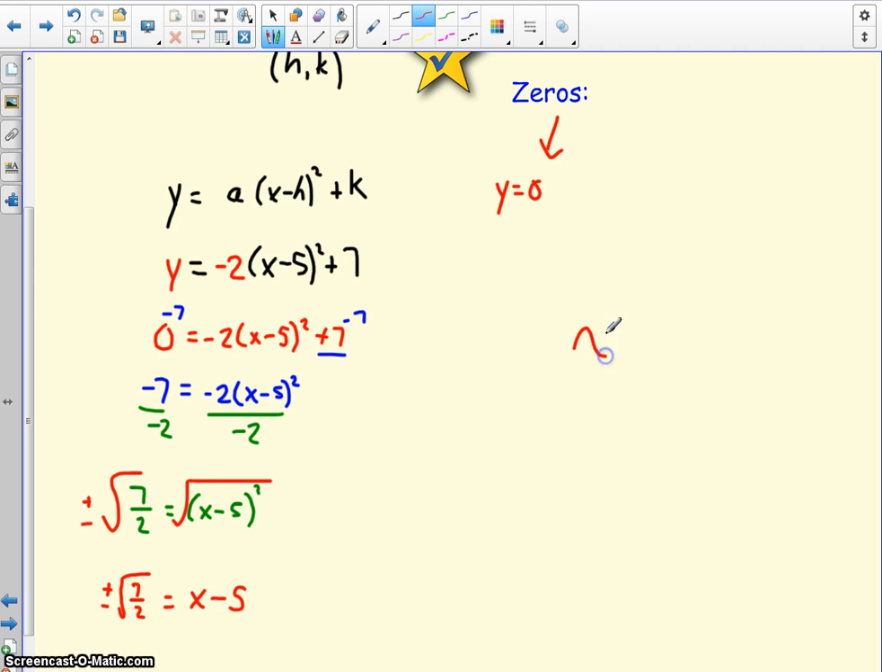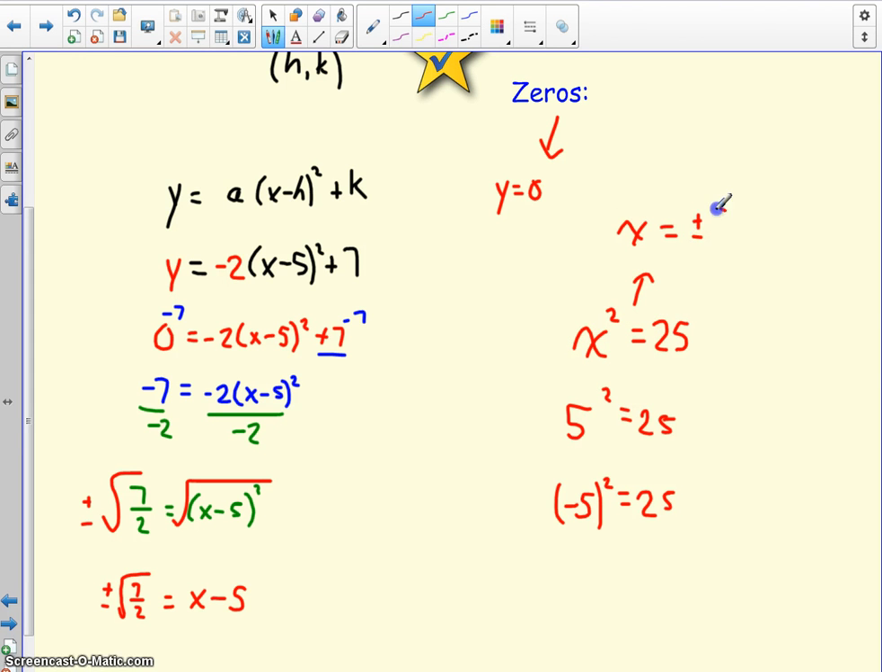Let's say I have x squared equals 25. There's actually two possible answers to this because 5 squared is 25, and negative 5 all squared is also 25 because that negative gets squared as well. So there's two possible answers to x for this equation right here. So if I were to solve this equation, I would say that x is equal to plus or minus 5 when I take the square root of both sides.